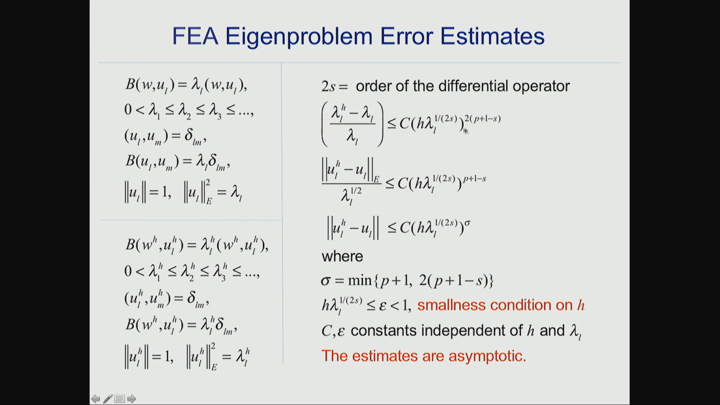Standard finite element error estimates for the eigenvalues, and the eigenfunctions in the energy norm and in the L2 norm, are given here. These exponents are more or less optimal, except there is an interpolatory condition, a smallness condition on the mesh. These are asymptotic again. They don't hold in the large. They hold for sufficiently refined meshes.